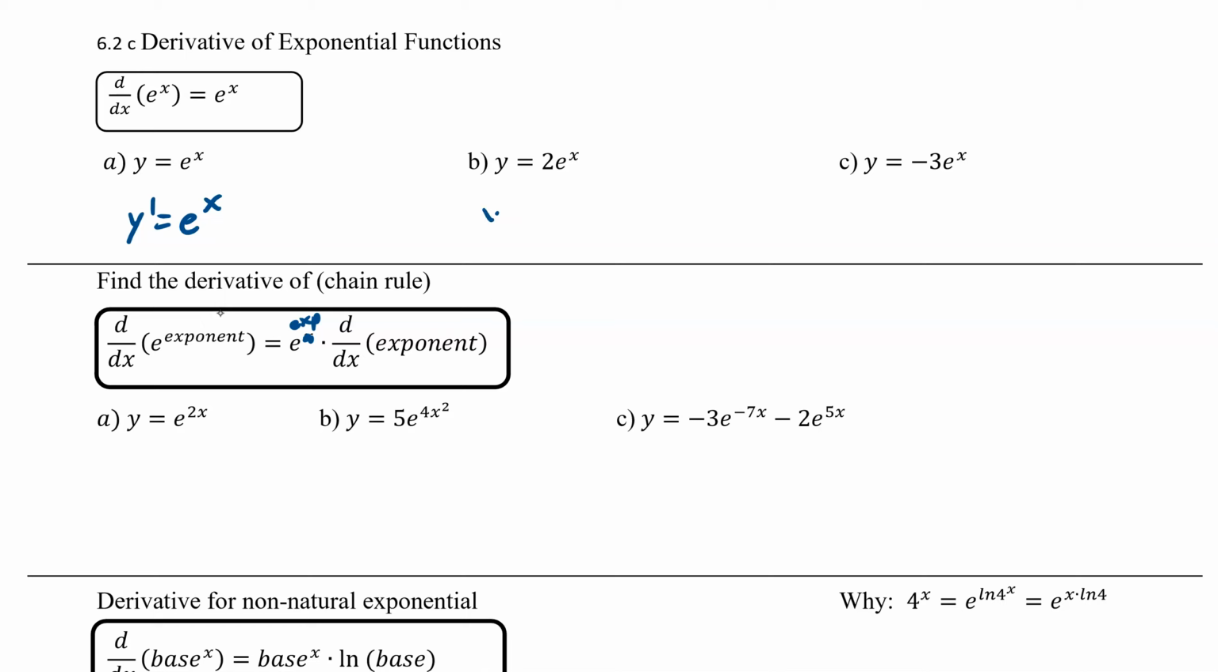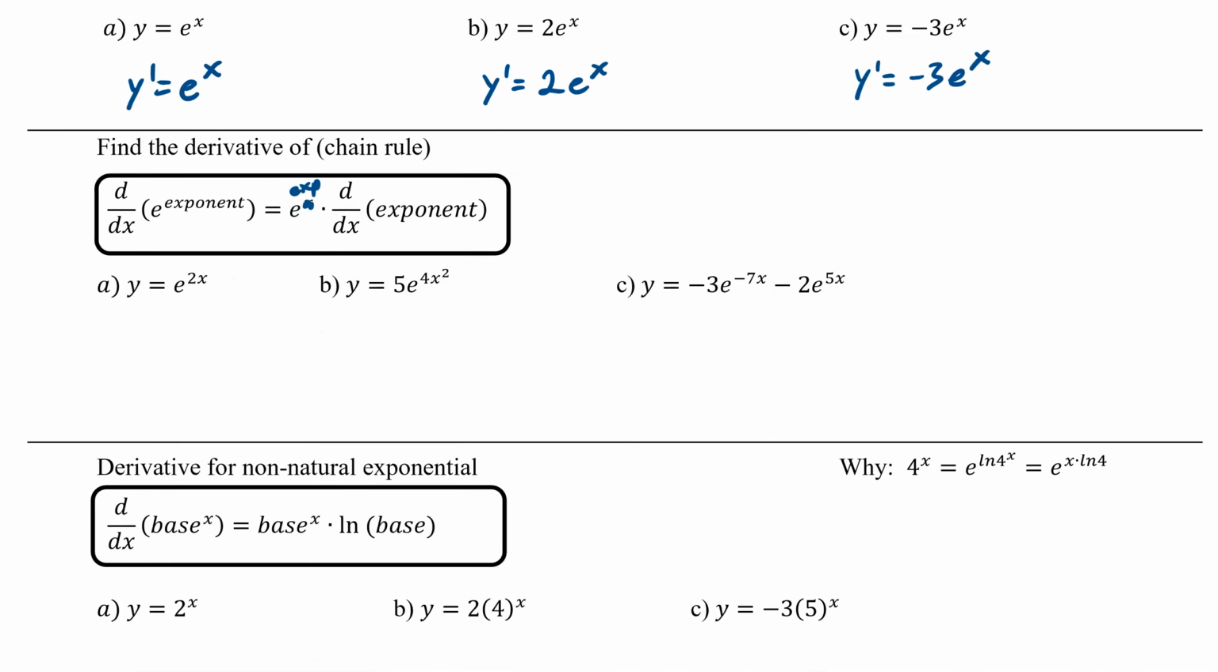So if you have a constant in front, then you just include it, because remember, the constant being multiplied, that coefficient, does not change anything. So y prime would then become negative 3 e to the x. And I'll show you why all this is at the end.